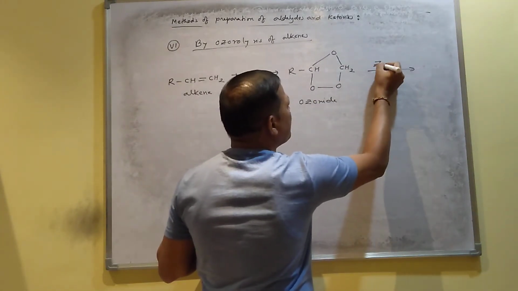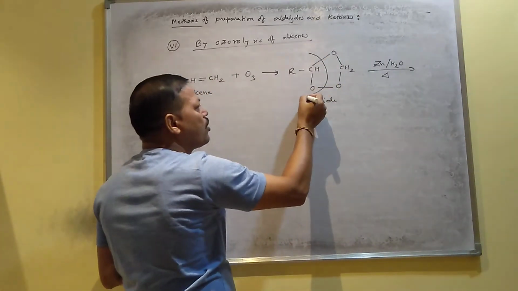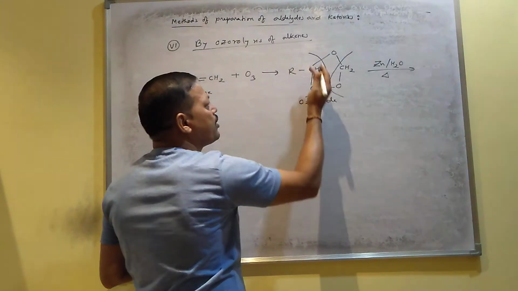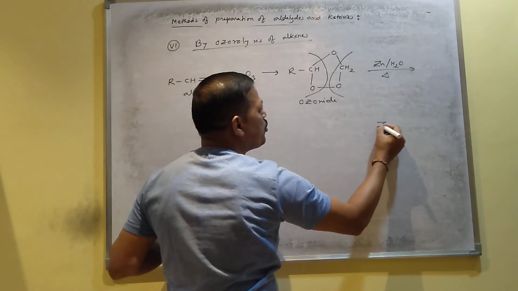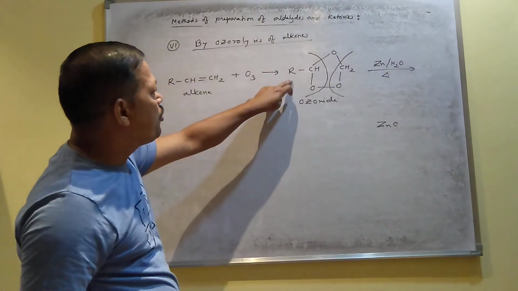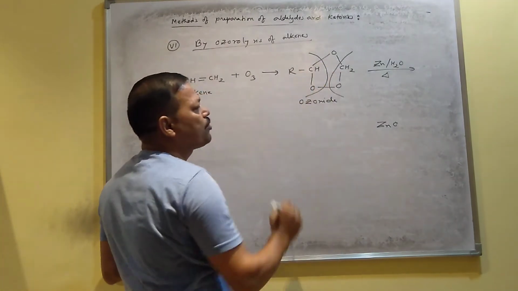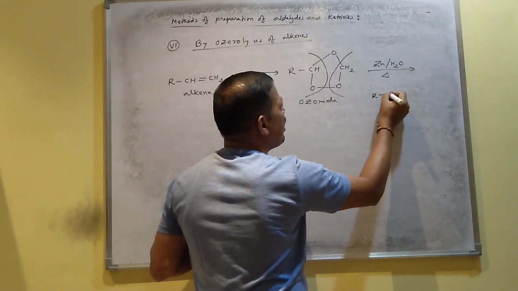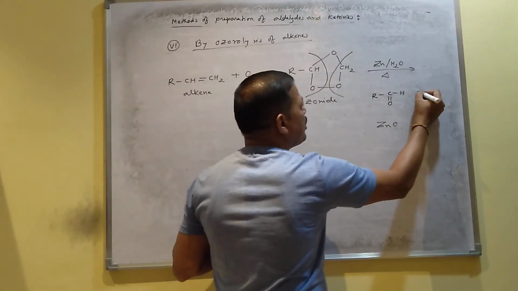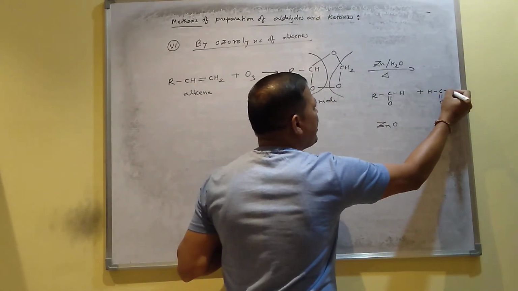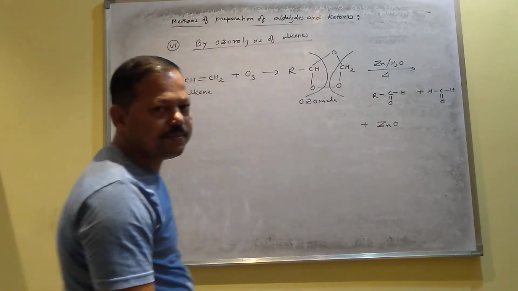When you apply zinc and water with some amount of heat, the ring will break like this. This part will come out, this part will go, and this oxygen combines with zinc, producing the side product zinc oxide. Here when you break, the single bond will be converted to a double bond. Ultimately the product you will get is RCHO, which is one aldehyde, and the 2 hydrogens you can write like this, HCHO. So you have got 2 aldehydes, and the side product is zinc oxide.